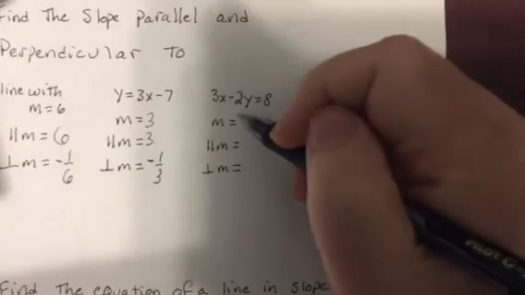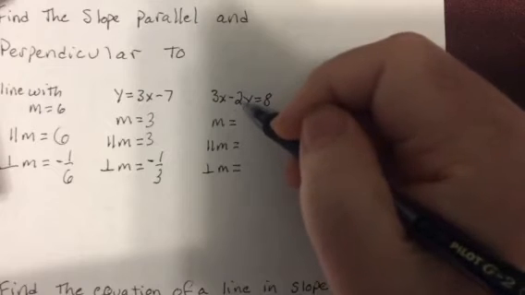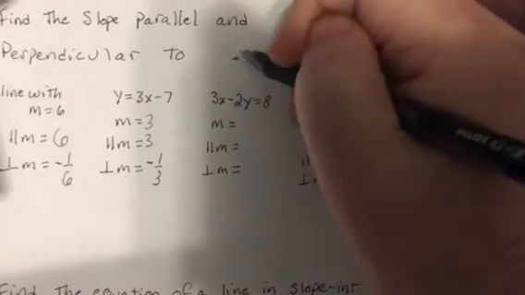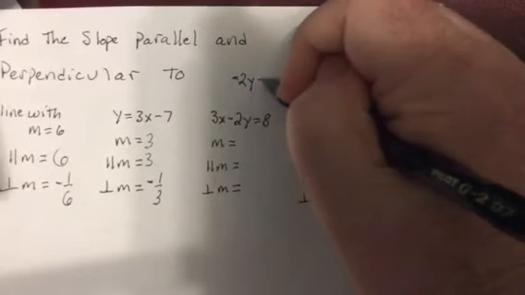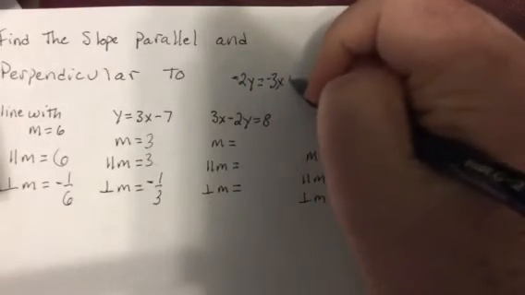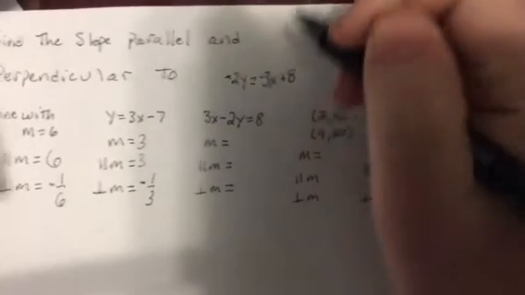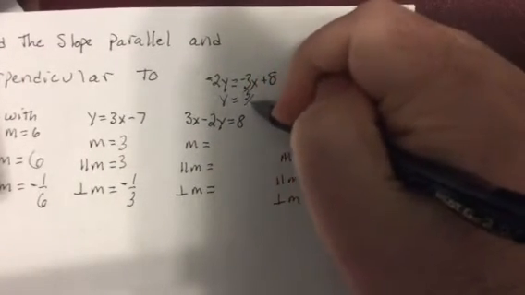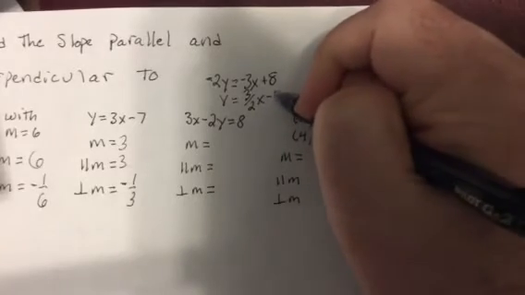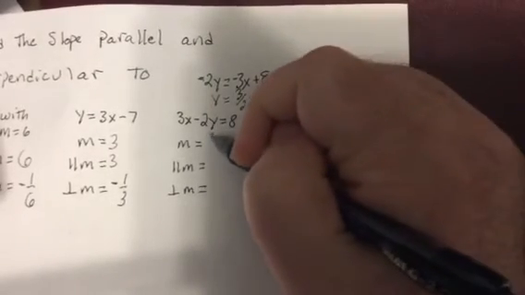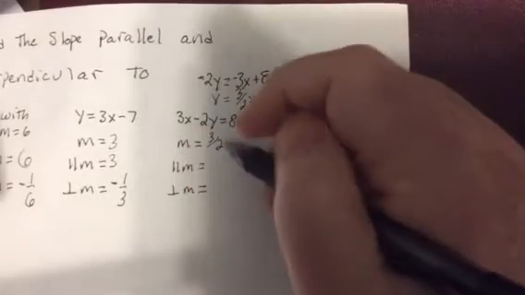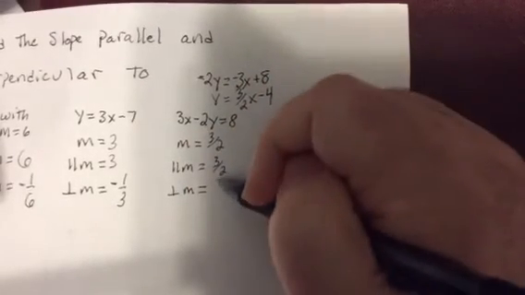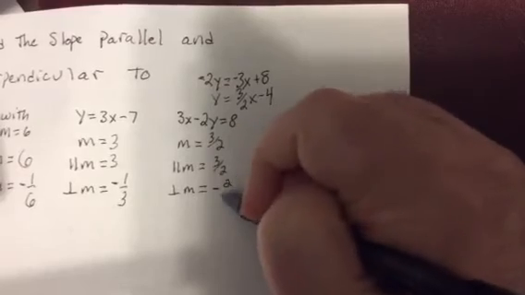Now, what's the slope of this? Well, you could find two ordered pairs and use the slope formula. That would be great. Or you could solve for y. So it'd be minus 2y equals negative 3x plus 8. I subtracted 3x from both sides. Then divide by negative 2. So it's 3/2 x minus 4. So the slope is 3/2. So what's the parallel slope? Yes, 3/2. Then the perpendicular slope, flip, and opposite.